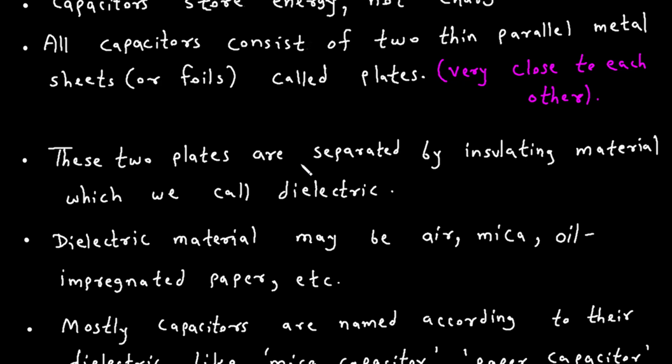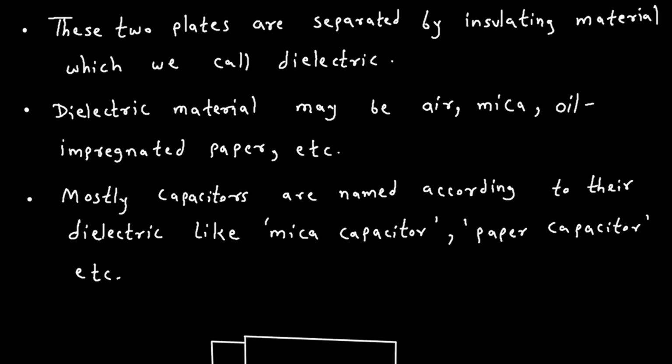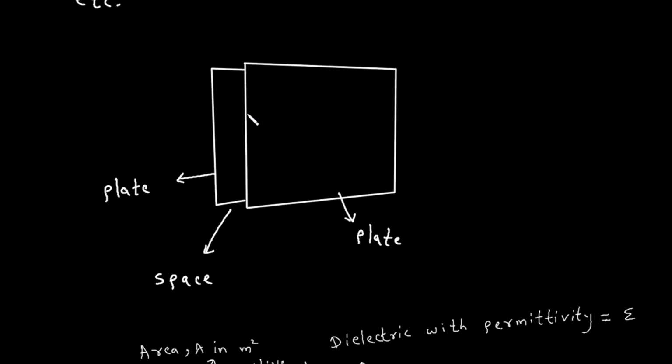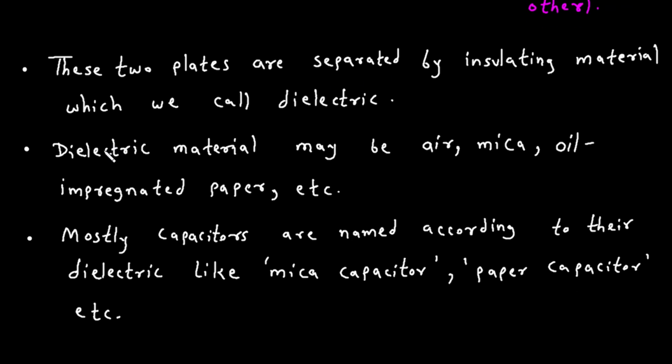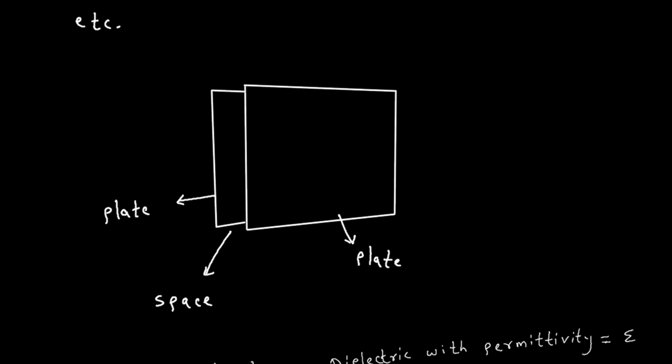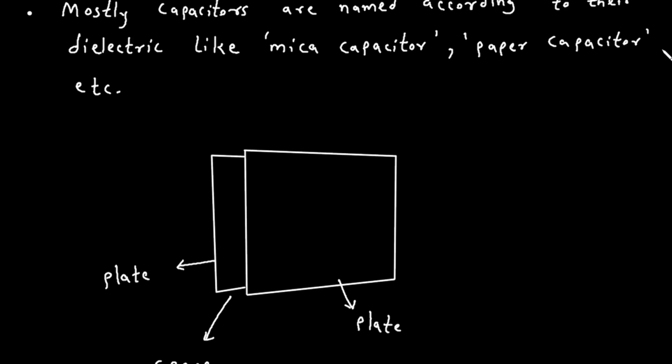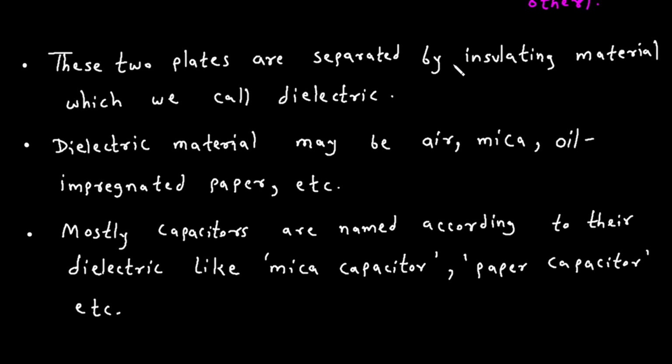These two plates are separated by insulating material, which we call dielectric. Now here we can see there is a separation in between them, and this space is called dielectric. Dielectric material may be air, mica, oil, impregnated paper, etc. So here this space may be air or mica or any other dielectric material.